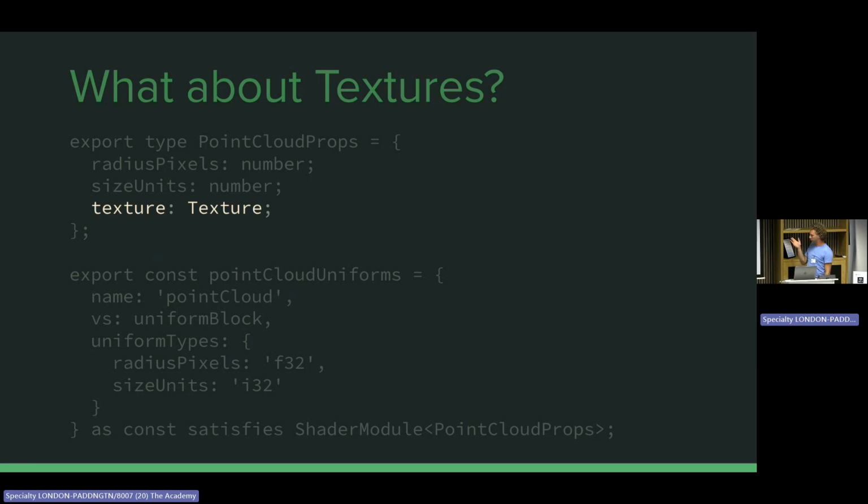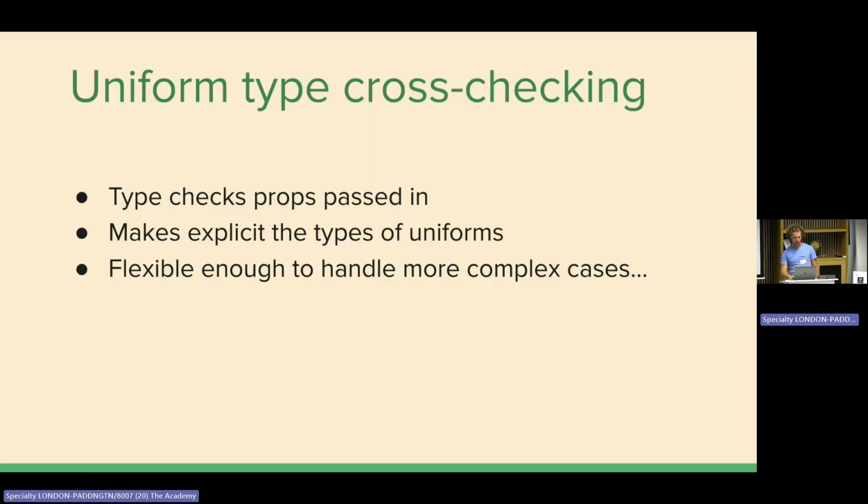Just a quick note on textures. Those are not going to be put in these uniform types. They get specified in the point cloud props in exactly the same way, and then they get declared as separate bindings in the shader. The shader module knows how to split these props from the other kind of uniforms and isn't going to complain that you haven't included it in the uniform types.